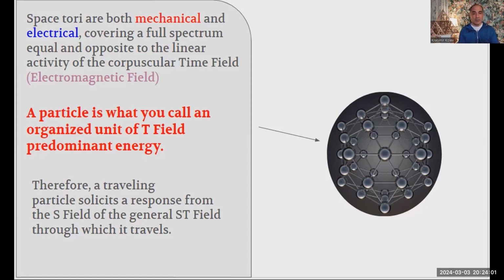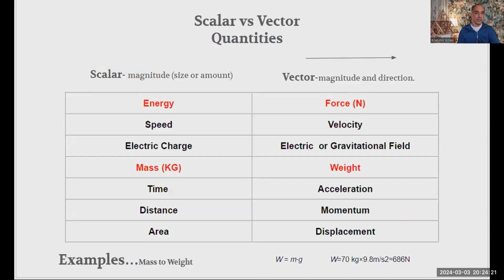So any traveling particle will solicit a response from the space field, or the space-time field, through which it travels, because we said that the space and time field is a corpuscular field made out of corpuscles, and they have a certain pressure, which is the space field around the point of potential having a certain pressure.